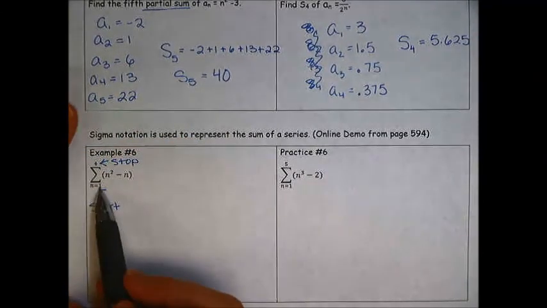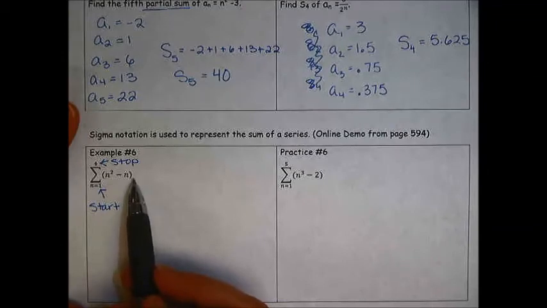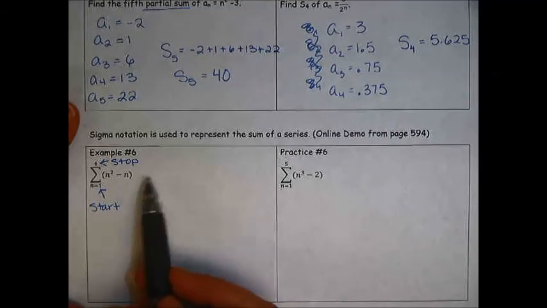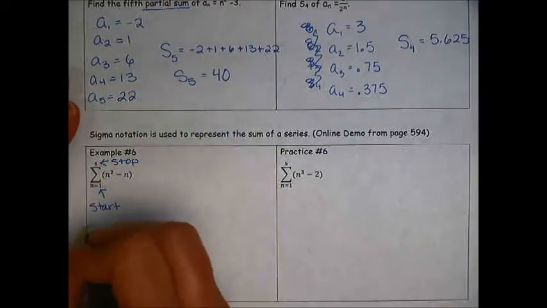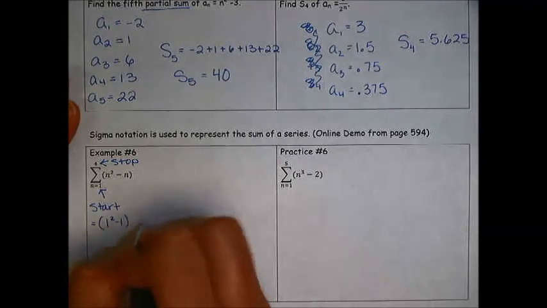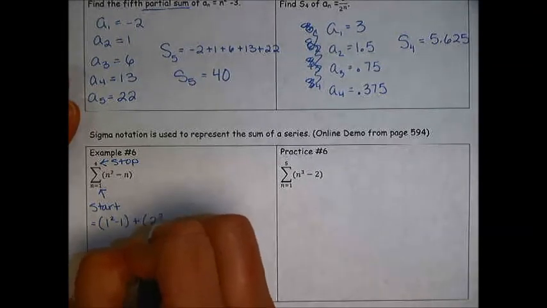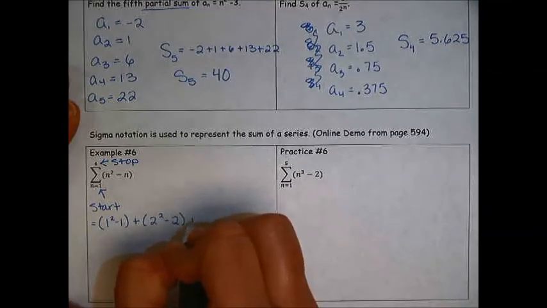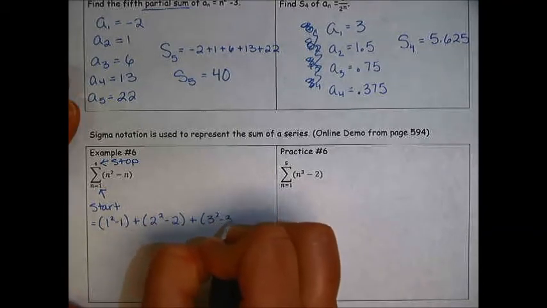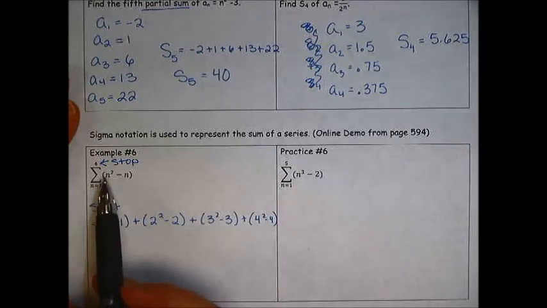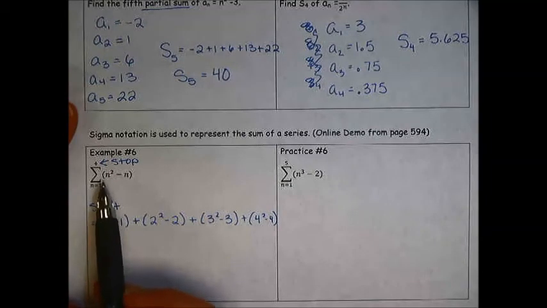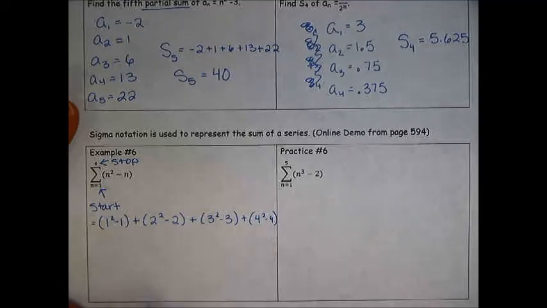So this is asking us to plug in 1 into the expression n squared minus n and add that together with plugging in 2 and 3 and 4. So this is going to equal, if I substitute in 1 squared minus 1, I'll find that value, and I want to add that together with 2 squared minus 2, and add that together with 3 squared minus 3, added together with 4 squared minus 4. So I'm just plugging each of those values into the expression n squared minus n, starting at 1 and stopping at 4. So I want to figure out what that is.